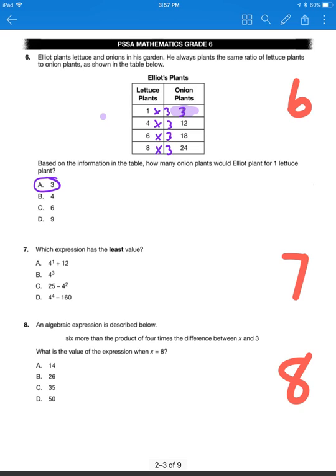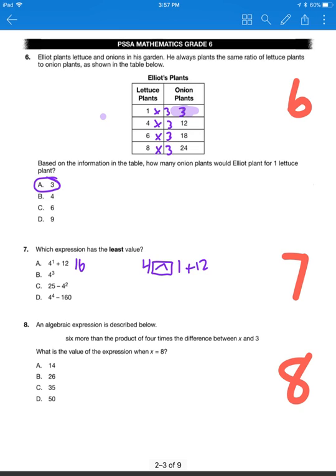Okay, number 7, which expression has the least value? So guess what I'm going to do? I'm going to type every expression in my calculator and see which one has the least value. So the first one, 4 to the power of 1 plus 12. Now remember to use the exponent button, like for 4 to the power of 1, it's 4 to the power of 1. So I typed that plus 12. So that's just what I typed in, and I got 16.